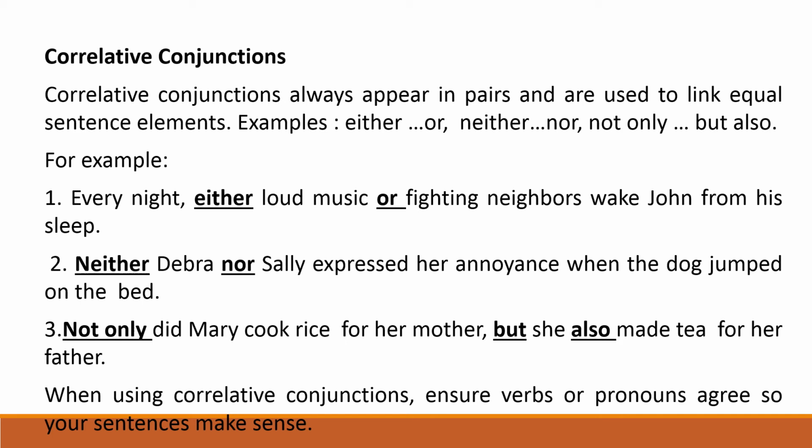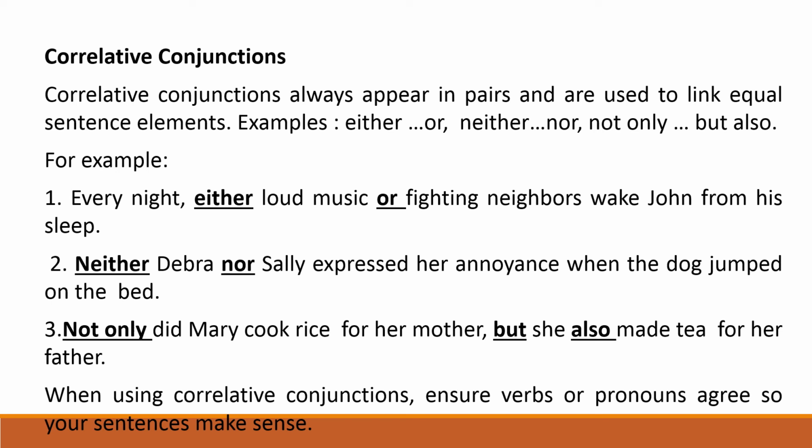Correlative conjunctions always appear in pairs and are used to link equal sentence elements. It means that correlative conjunctions always appear in twos. They always go together. You can't separate them from each other. So you have words like either or, neither nor, not only but also. These words always move together. You see them appearing at the same time in a sentence.